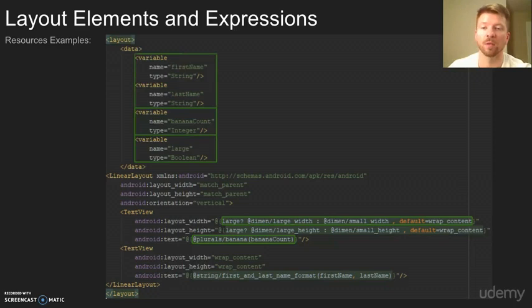Next, what we can do is string format with the strings defined in our string resources with placeholders. And here we have a first and last name string that pretty much just displays the first name that's passed, then a word, and the last name.